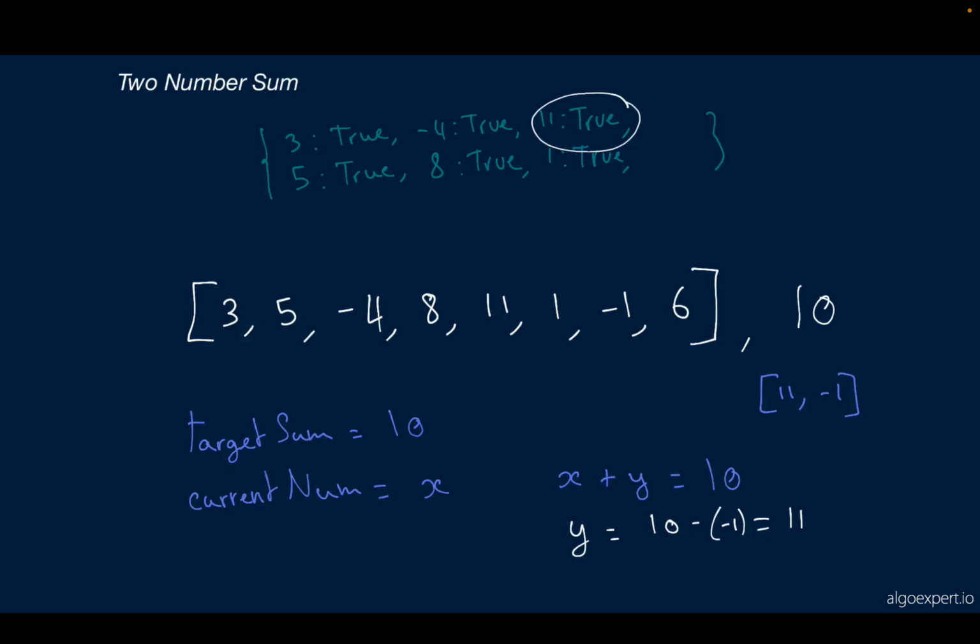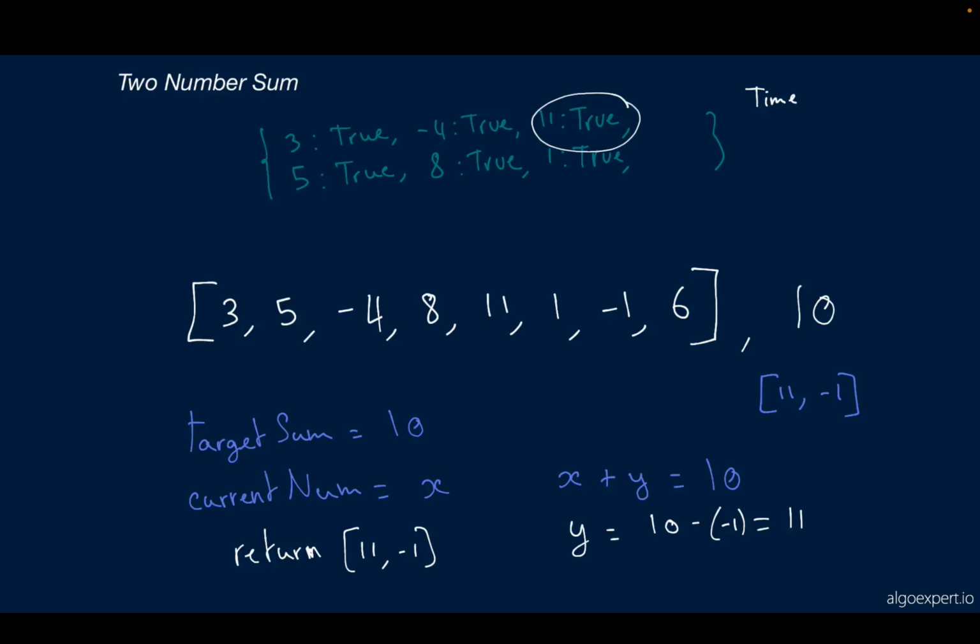So now we can just say, return 11 and negative 1, and we're done. We've found our answer. So how are we doing in terms of space-time complexity analysis? Well, let's write it at the top left here.